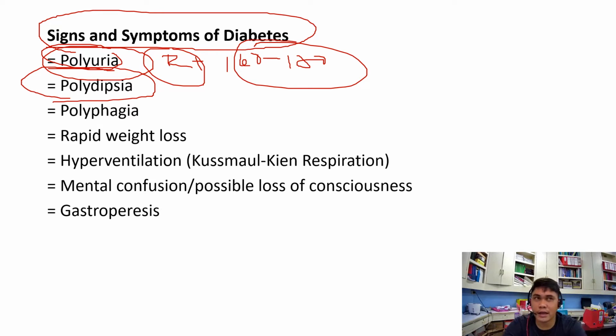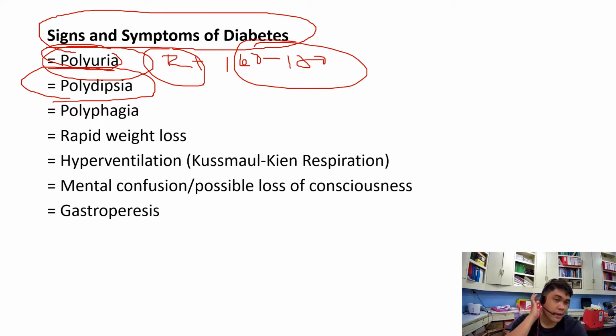Okay. Another is to maintain osmolality. So for example, if there's an increase in solute, an increase in glucose concentration, your body will try to stimulate the thirst mechanism to drink more water in order to increase the plasma volume.